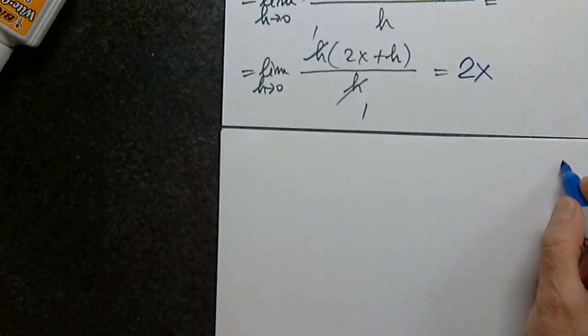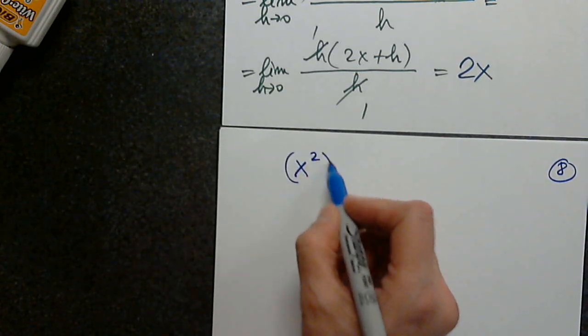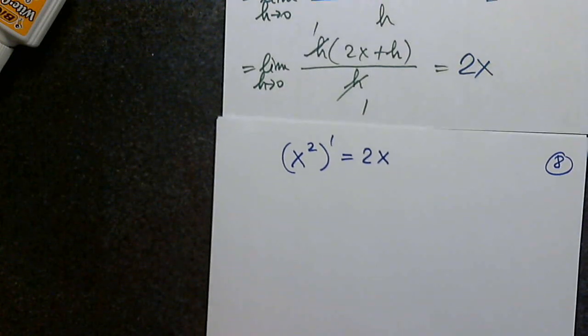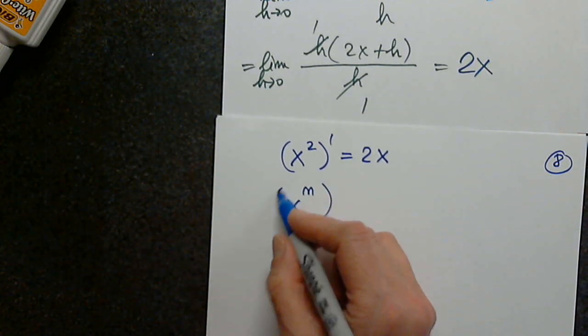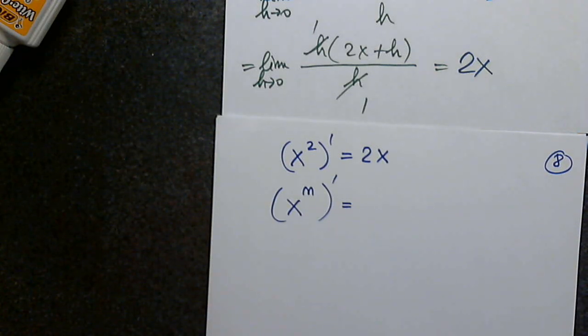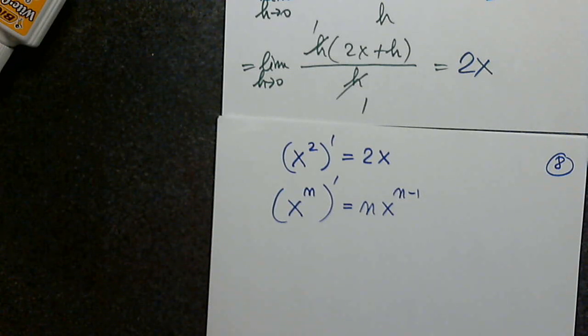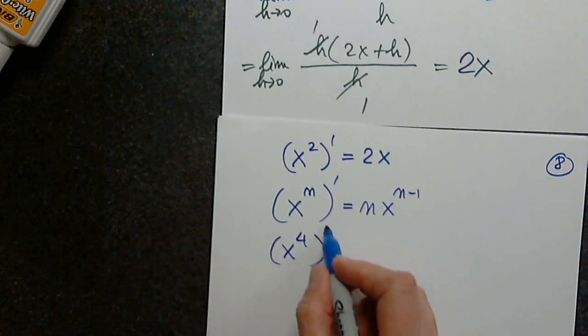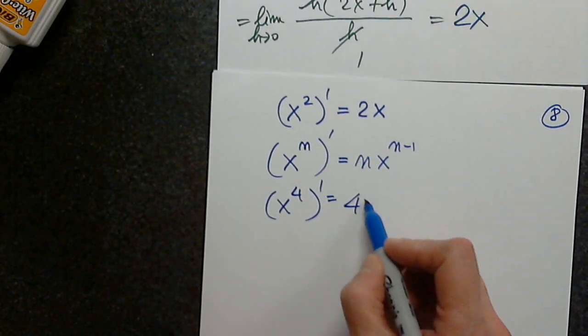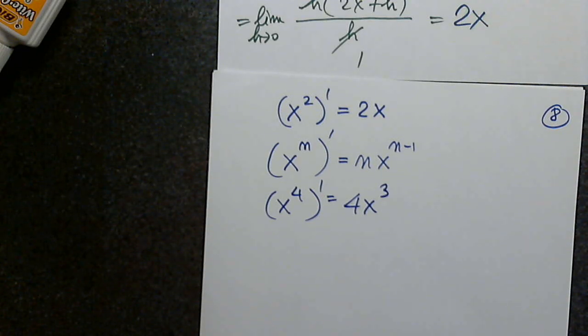Okay. If x squared prime is 2x, what about x to any power? Can you come up with an idea here? To which power? n minus 1. Yes. So we subtract 1 from the power. I know it's not very obvious with x squared, right? It's not obvious. But for example, x to the 4th prime, what would that equal to? 4x cubed. Okay, so that's one thing that I wanted to present, which is the power rule.